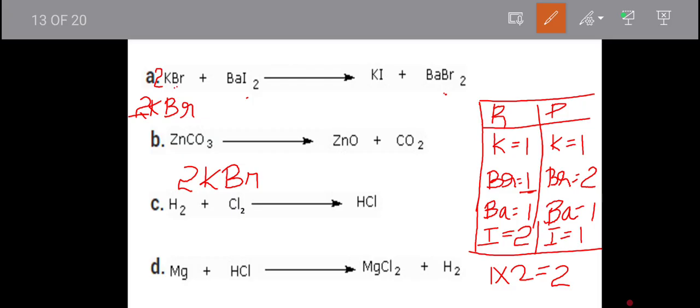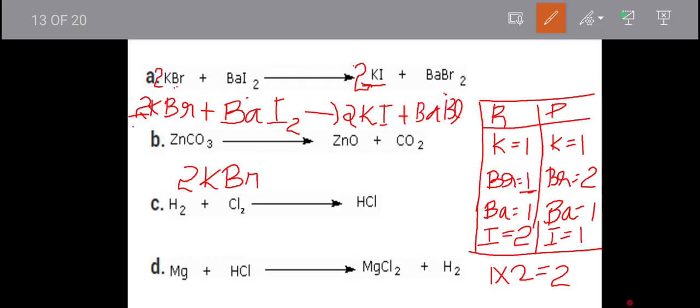Now you just see the product side here, only one potassium is here, right? So potassium has now become unbalanced. So what do we have to do? We have to balance this potassium, right? For that, we will be putting 2 at the front. So what you will get? 2 KBr plus BaI2 gives 2 KI plus Br2. After that, you just count whether it is balanced or unbalanced.